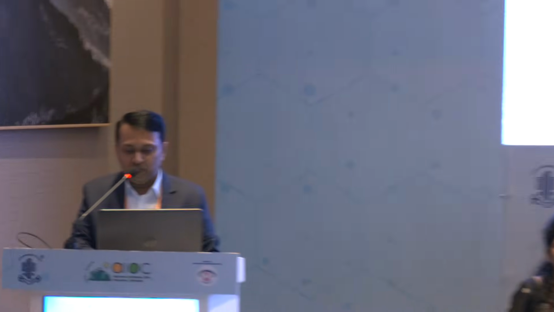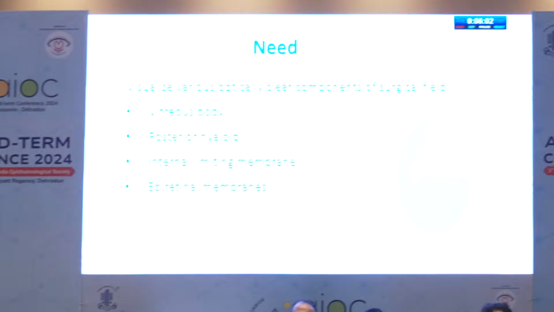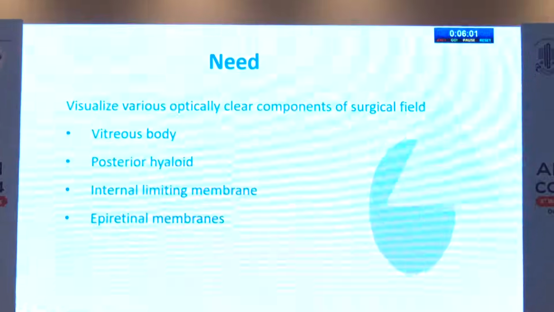So relief of these tractions is a very important part of any VRS surgery. Why do we need it? Because most of the tissues which we deal with are optically clear, so we need to visualize them before we remove them. Basically the vitreous body, posterior hyaloid, ILM and the ERMs.